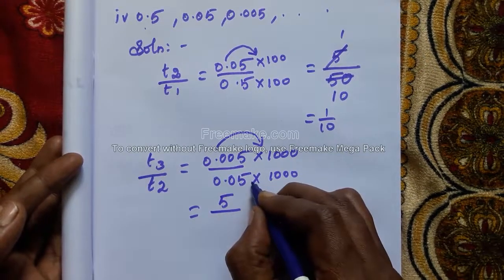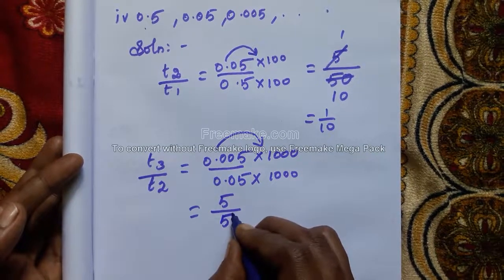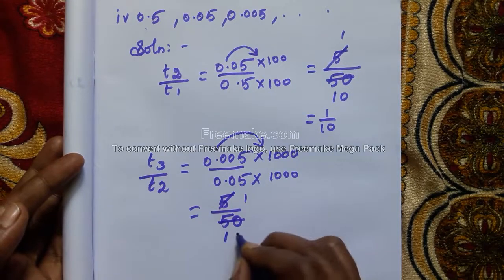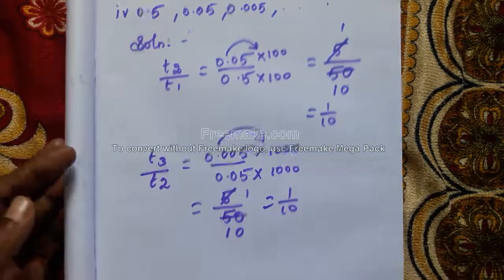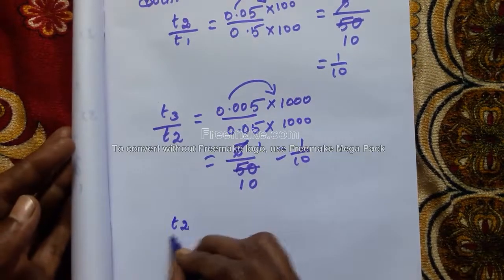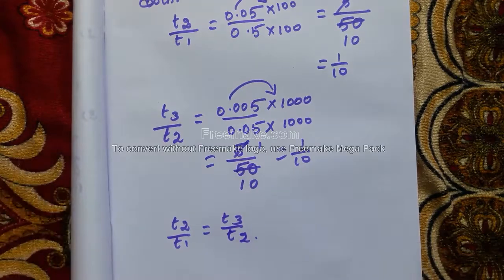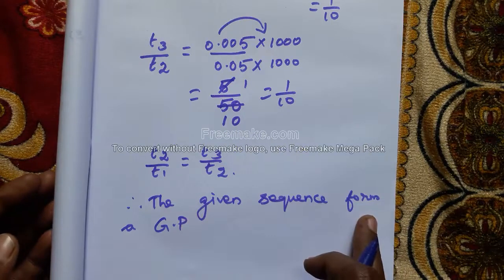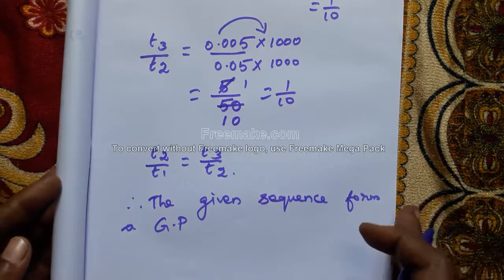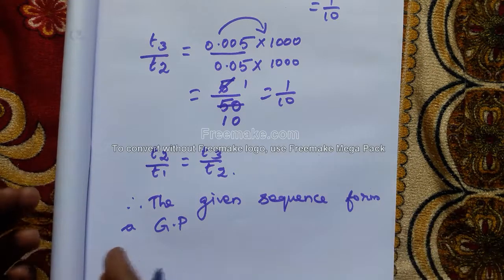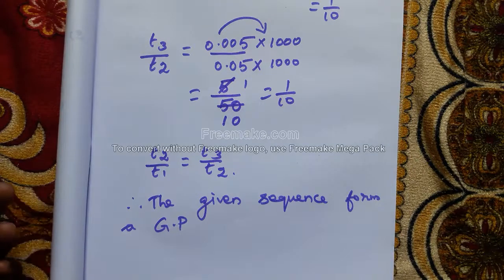Here only 2 digits are there, so we have to put 5 and 0. 1 5 is 5. Next 1 5 is 5, 0. So 1 by 10. Here T2 by T1 is equal to T3 by T2. Therefore the given sequence forms a GP. Have you understood? Therefore the given sequence forms a GP. Have you understood how we can find out whether the given sequence is GP or not? Okay, now we can go to the next problem.